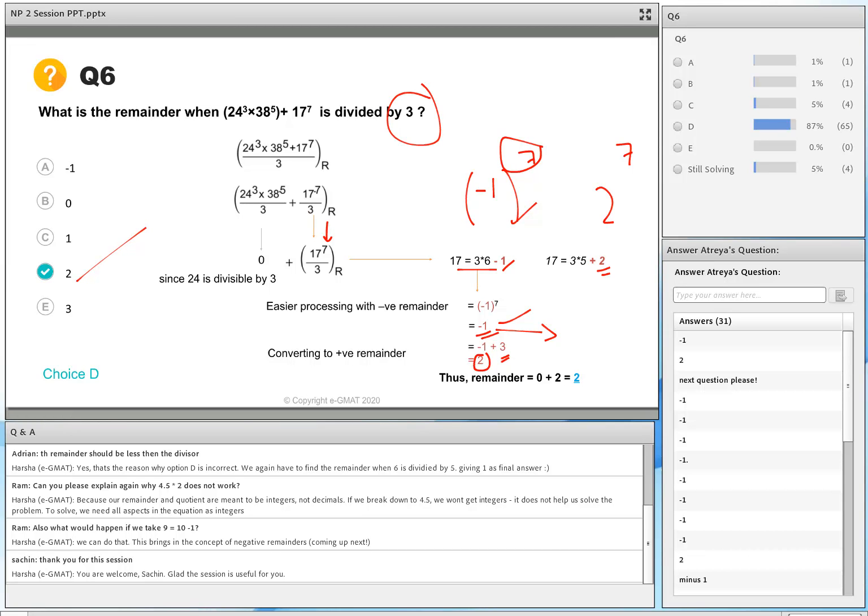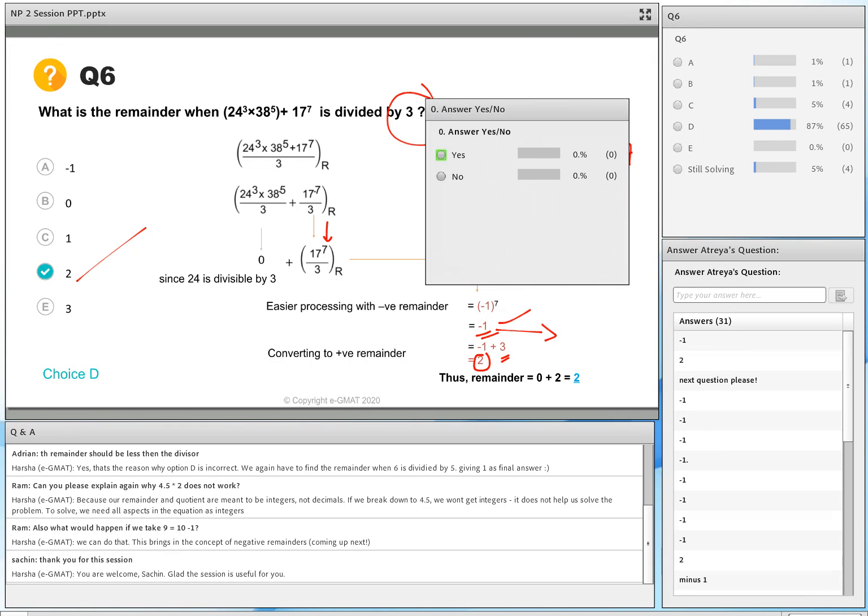Very quickly, I'm going to bring in the yes/no poll. Tell me, is the solution clear to all of you? Is the understanding of negative remainders clear to all of you? Is the understanding of why we use negative remainders clear to all of you? Only mark a yes if you have yes in all the 3 questions that I asked.